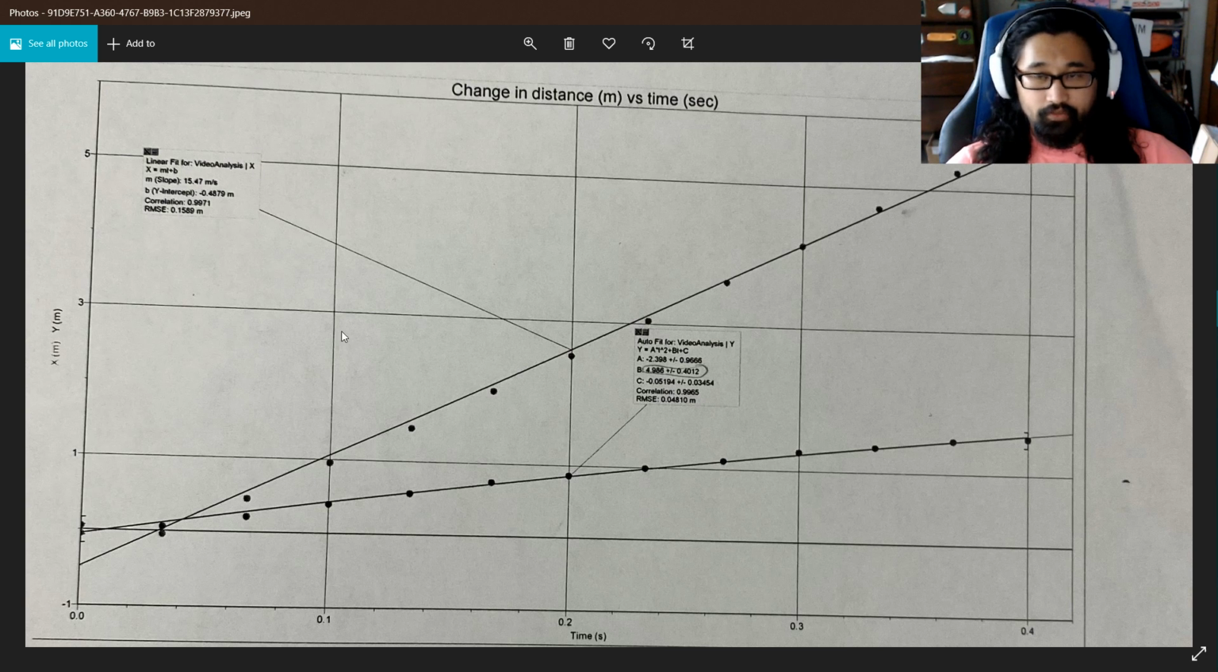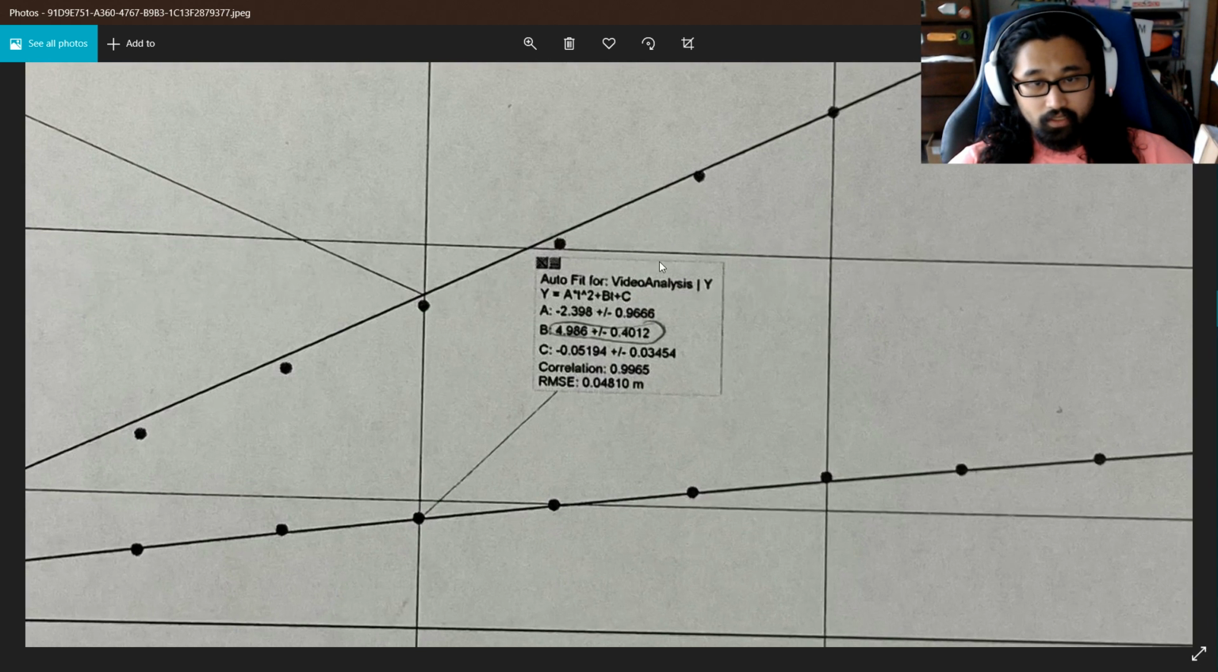It's a linear fit because projectiles in the x direction have zero acceleration. Because they have zero acceleration, you can log distance versus time as a straight line, as velocity. You should also see that there are other points here connected by a curved fit. So this is auto fit for a video analysis Y, and I can zoom in on that a little bit. It's in the form AT squared plus BT plus C.